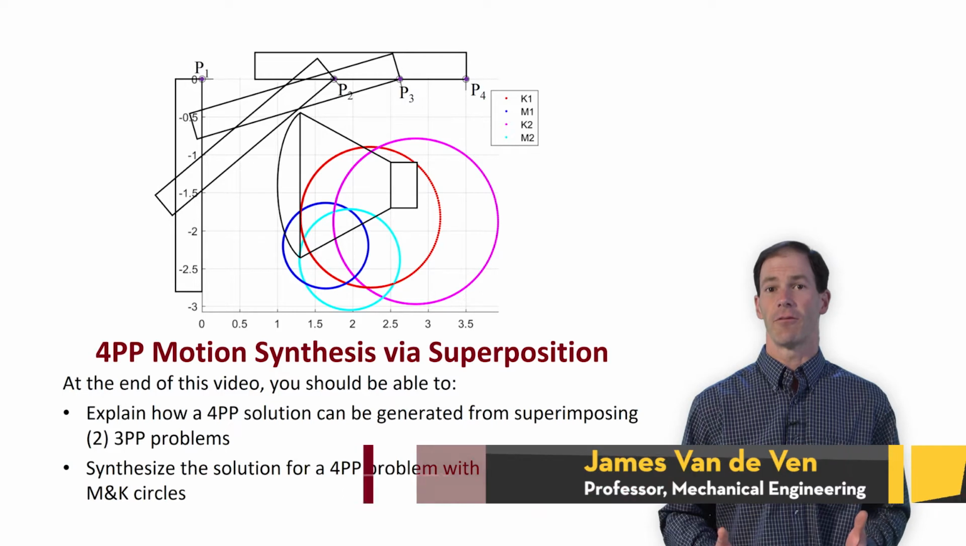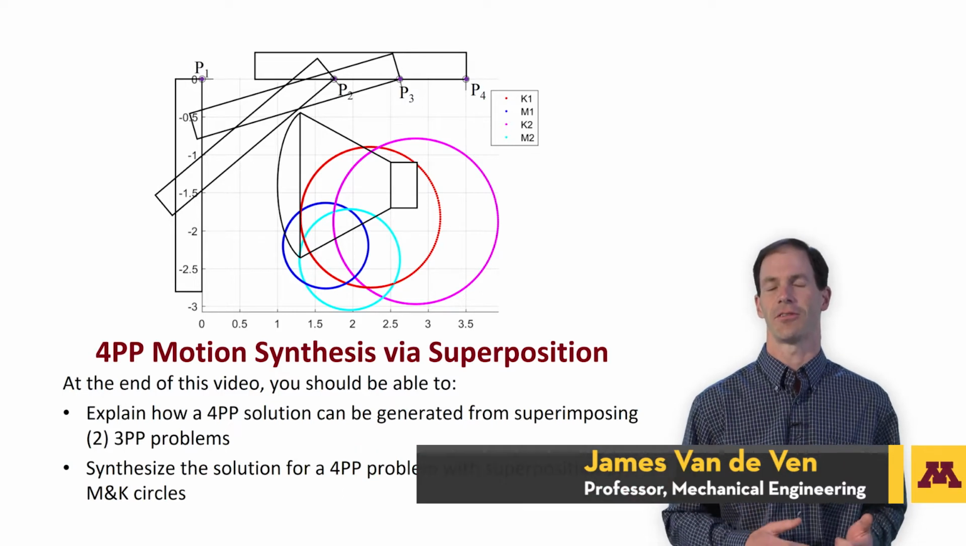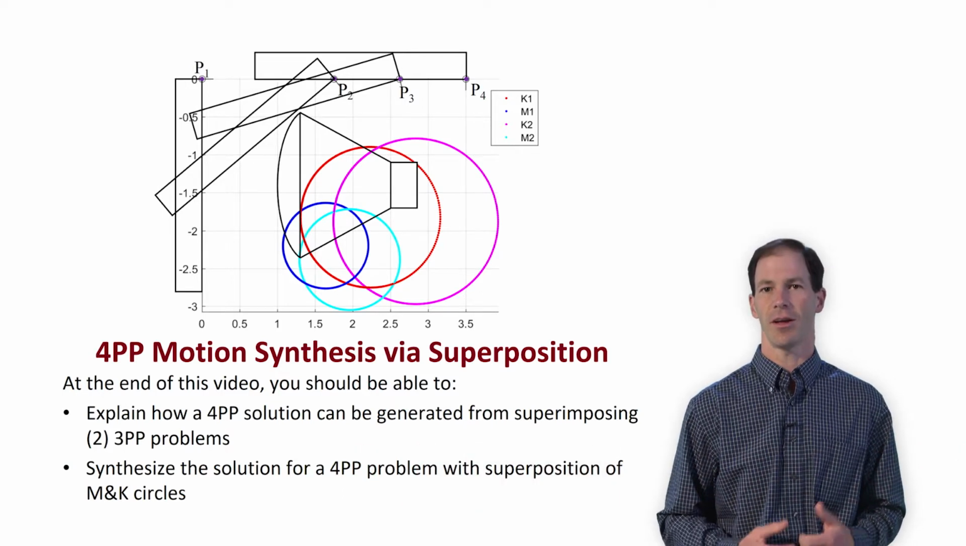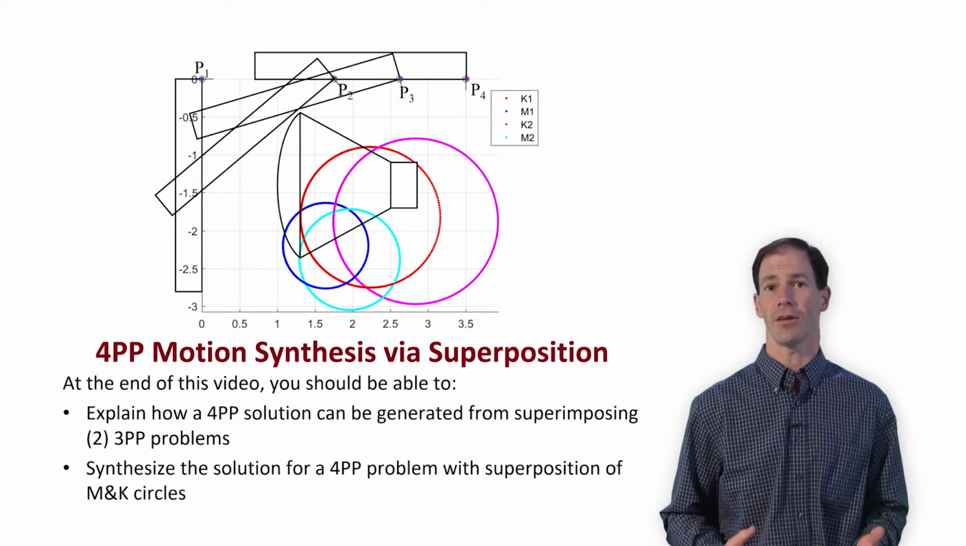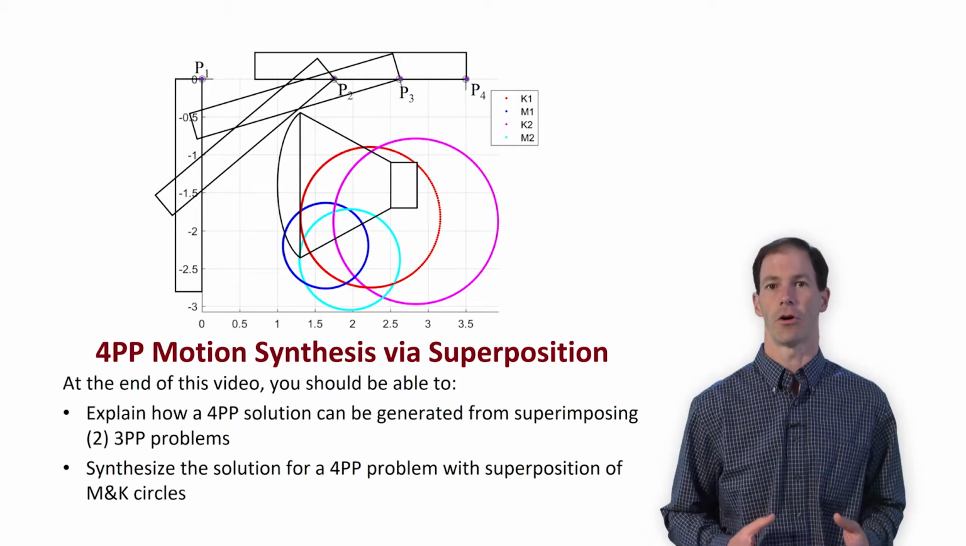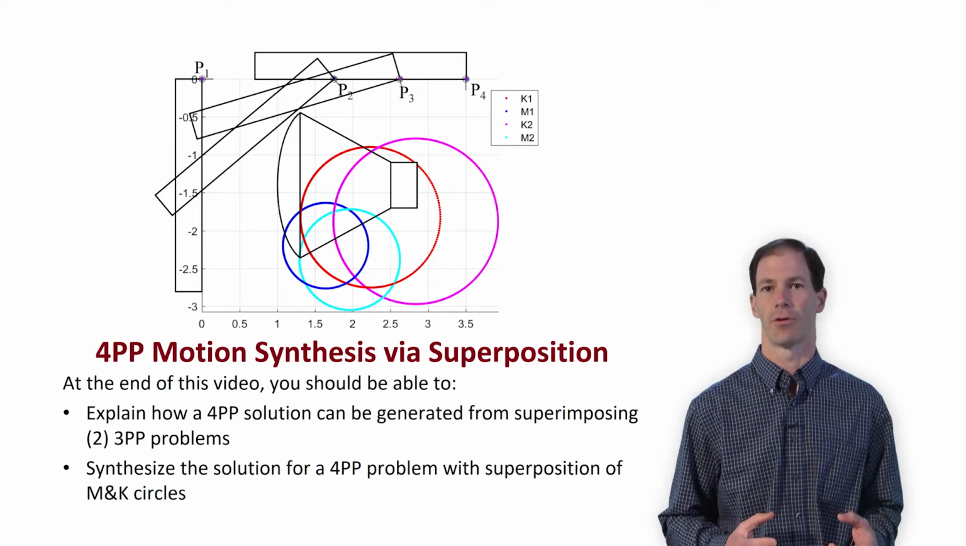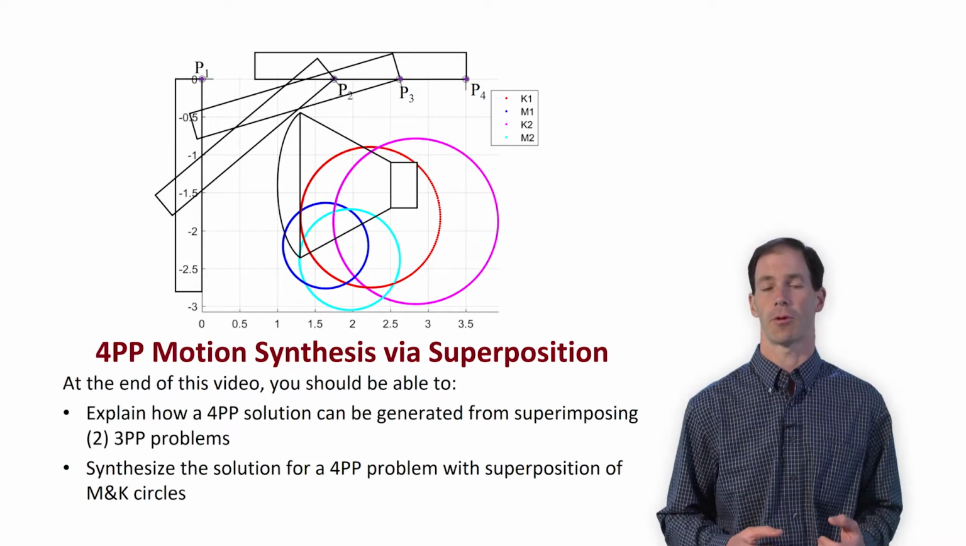So we're now going to talk about position synthesis using superposition. And you might see the graphic up here. It looks a whole lot like M and K circles. Well, that is what we're going to use for our approach here, overlaying M and K circle solutions for two different three-precision position problems.